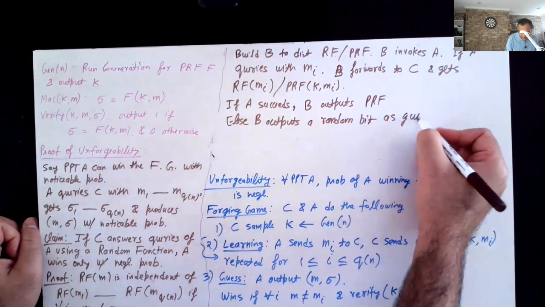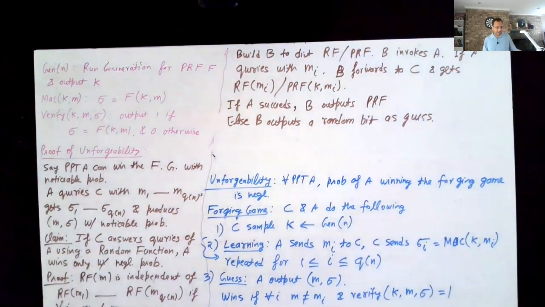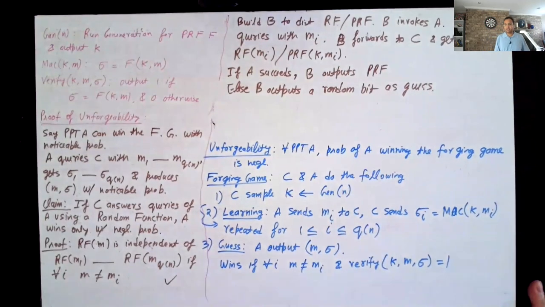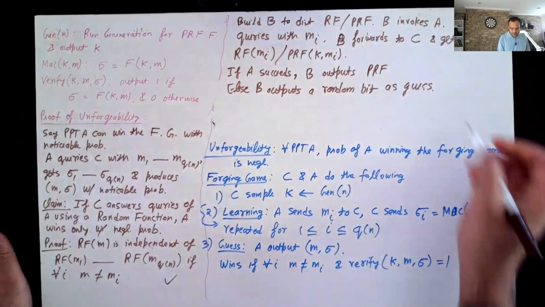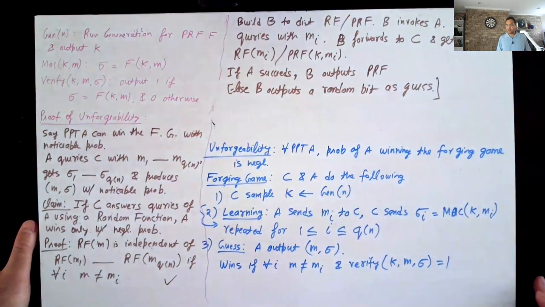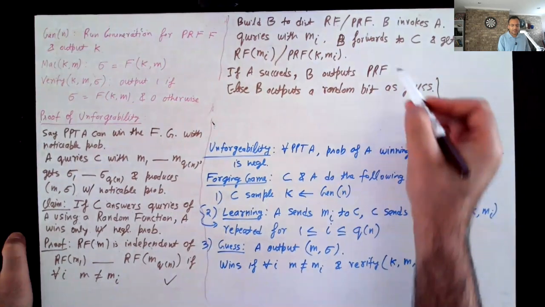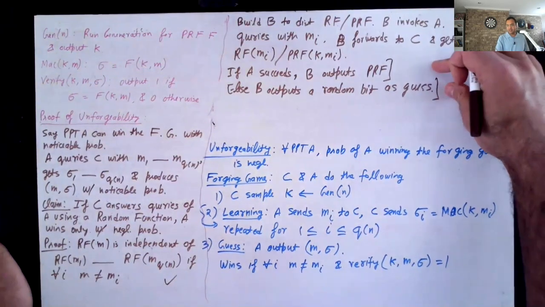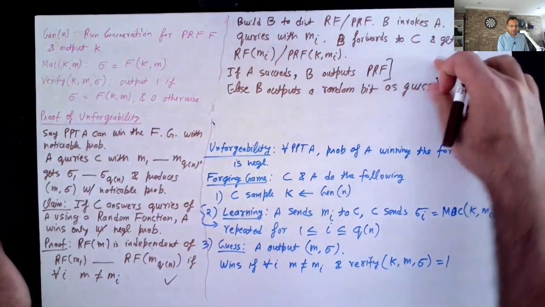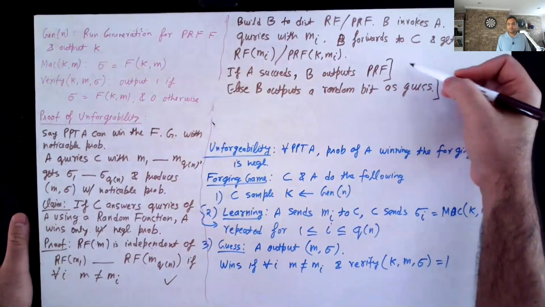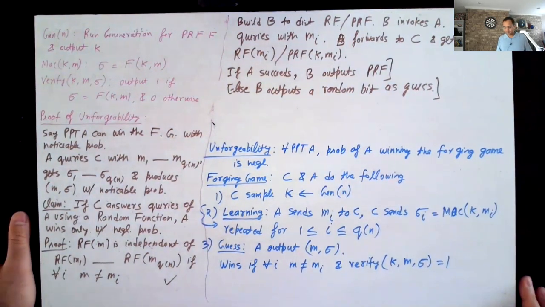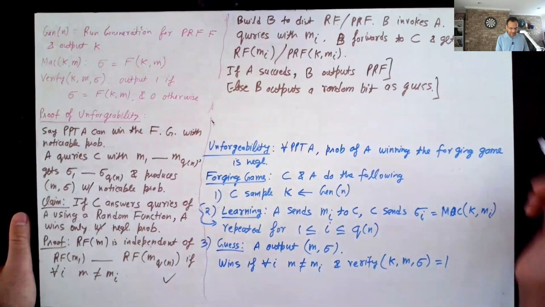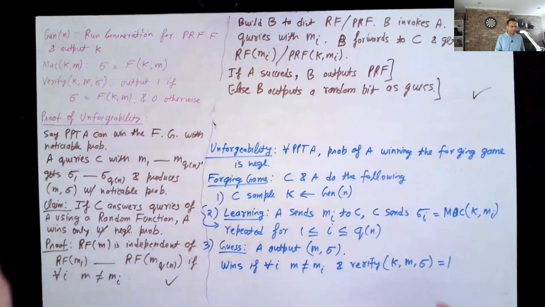as the guess. Okay, and remember that in the PRF game, you only have to succeed with probability just slightly better than half. So here in this case, B succeeds with probability half. In this case, B succeeds with probability almost close to one. So overall, B is succeeding with probability better than half, assuming that this case happens with noticeable probability. And this is essentially the end of our proof.